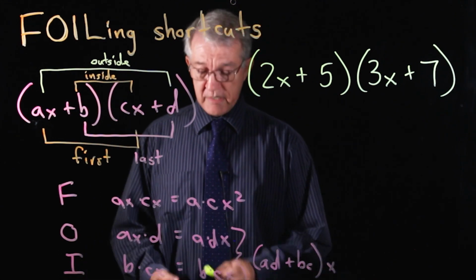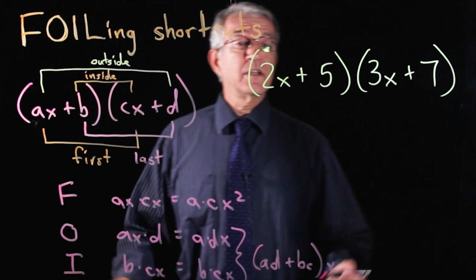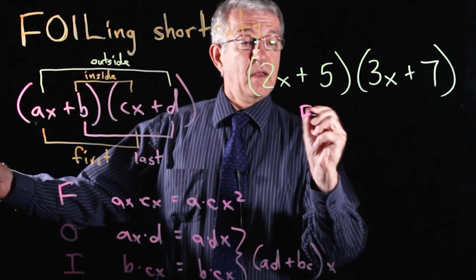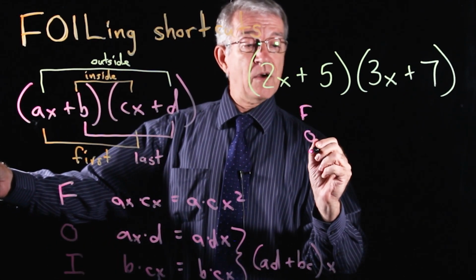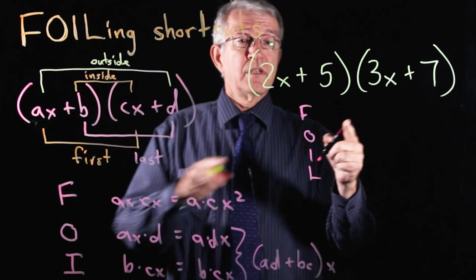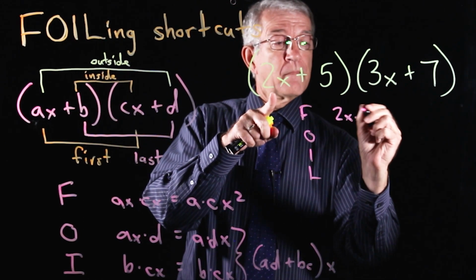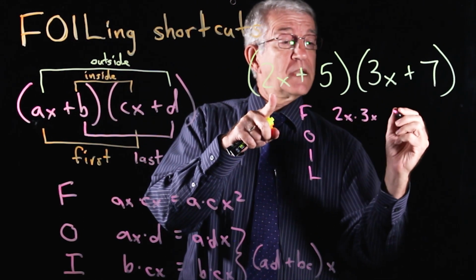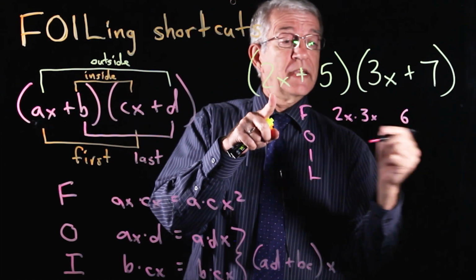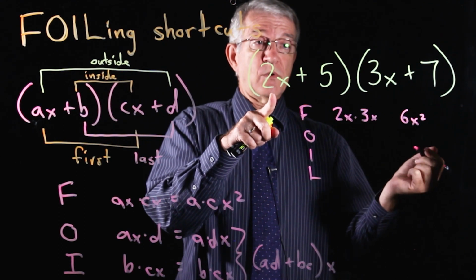Let me show you instead how the problem actually is done in practice. So we have the first, we have the outside, we have the inside, we have the last. And the first, we just look at this, and it's 2x times 3x. We know 2 times 3 is 6. You can do the number part, then you can do the letter part. X times x is x squared.